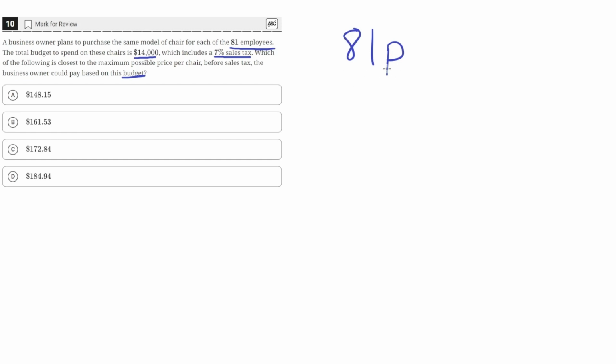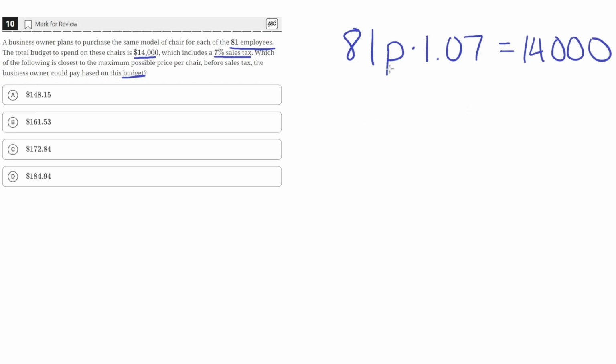So 81 times P, the price of a chair, gives us the total cost of the chairs. But we also have to account for the sales tax. So to account for that, we can multiply by 1.07. This would apply a 7% sales tax. So this cannot exceed $14,000. To find the maximum price per chair that we can spend, we have to find a value of P such that we get right up to the budget of $14,000.